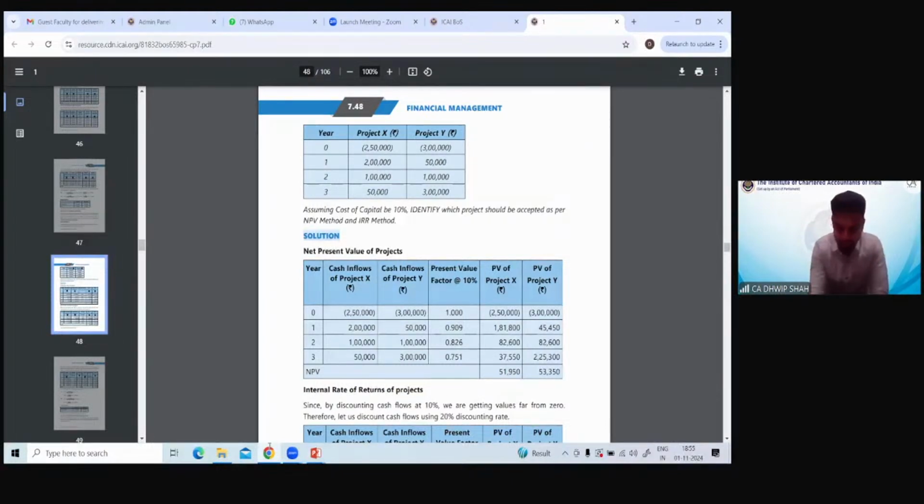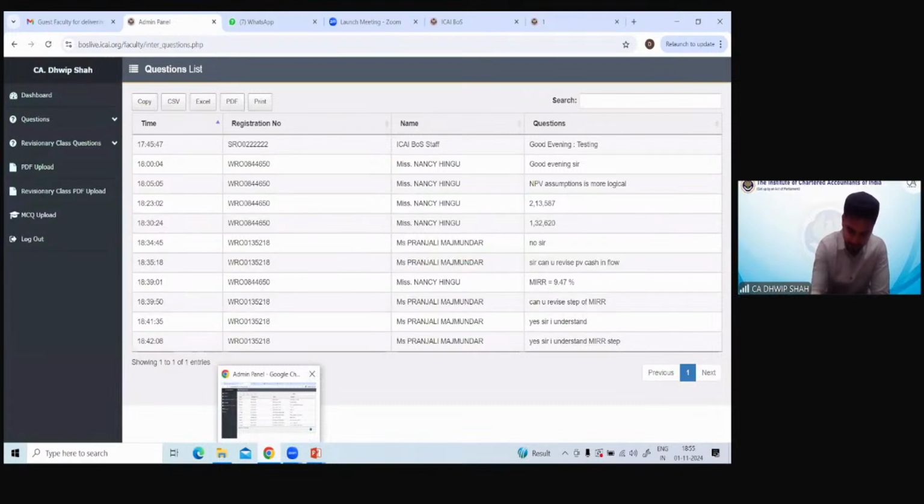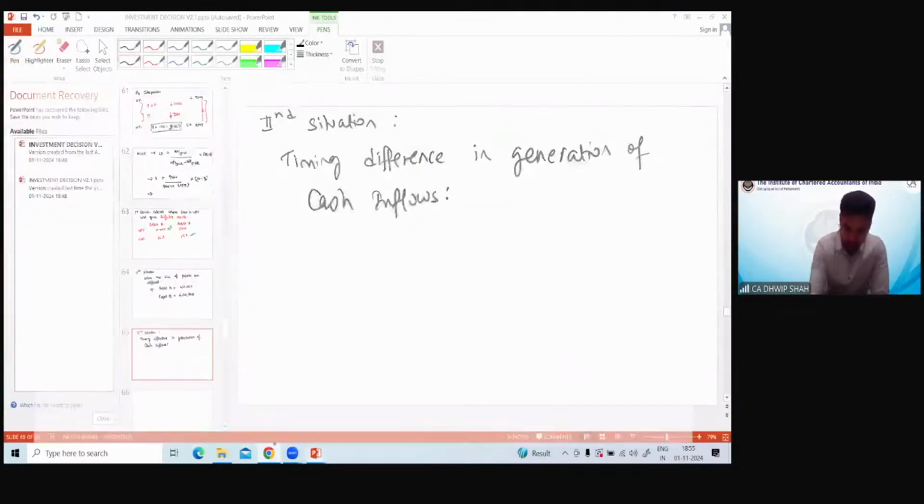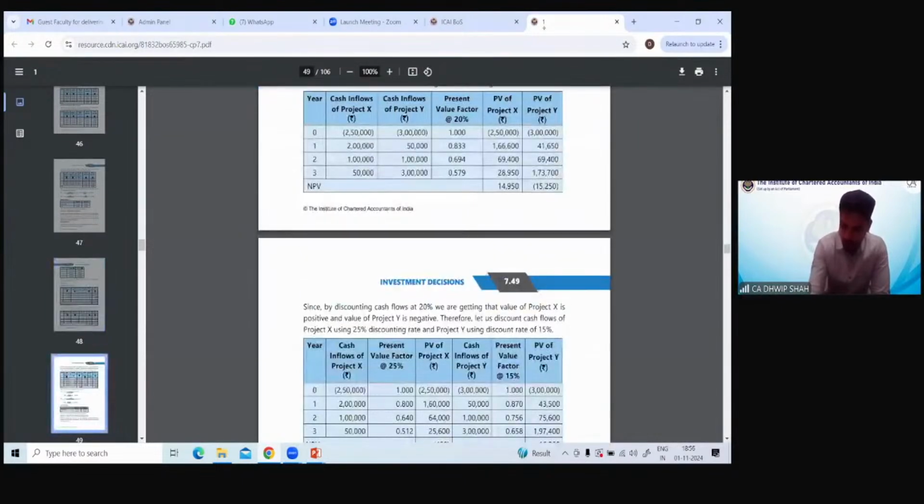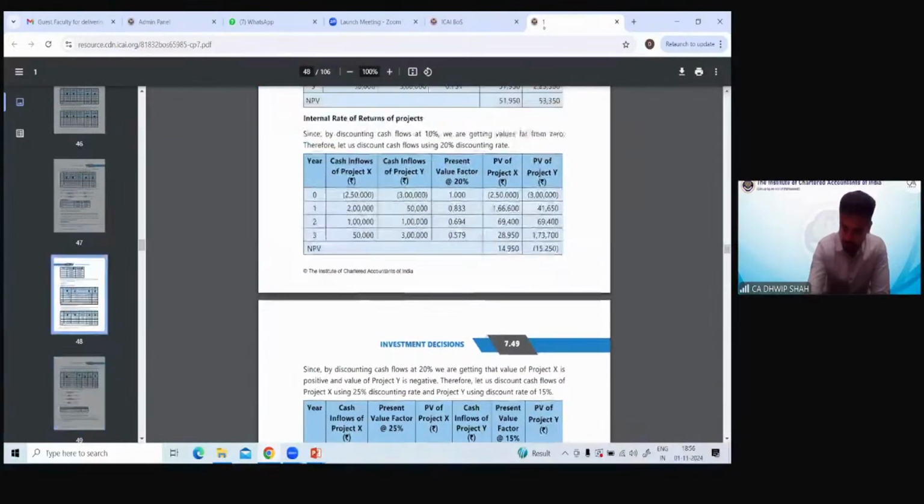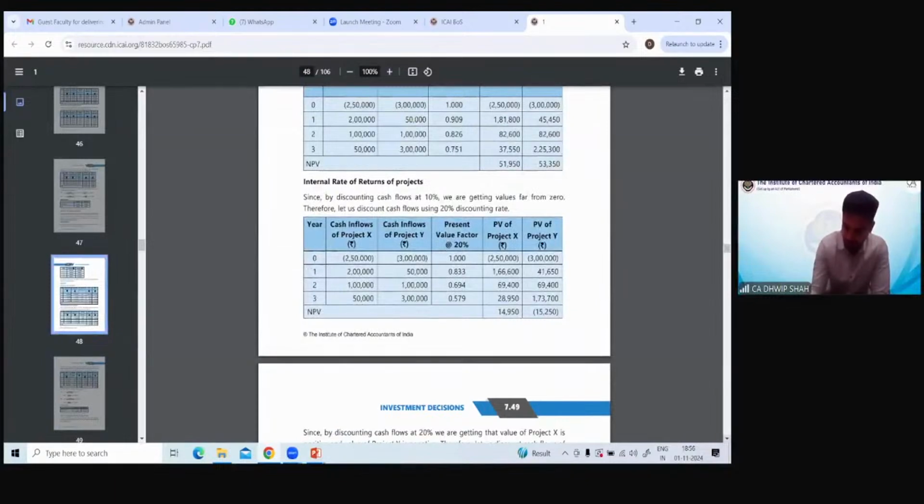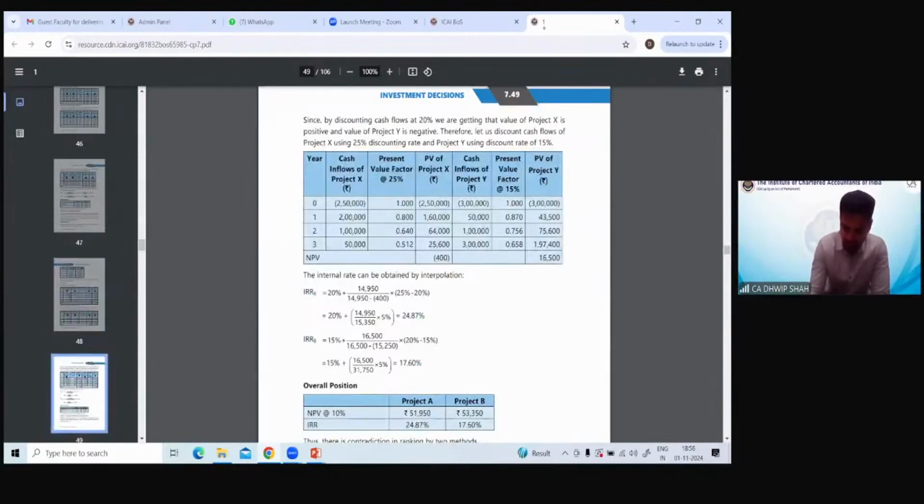Project Y का investment is 3 lakh, but it is generating more cash flow at a later period. So in such a situation, again there would be conflicting results. Are you getting this? So again, we will not solve this. You can solve it at your home. You can practice it at your home. We will see just the end result, the overall position.